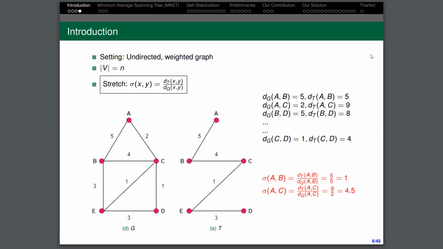Stretch is defined as the ratio of the distance between two nodes in the tree to their distance in the underlying graph. For the pair AC, the stretch is 9 by 2, which is equal to 4.5. It can be seen that the best stretch value we can get is 1. So look at the pair AB, for example. They are directly connected in the tree and their ratio is 1. This is indeed the minimum value one can get, since tree distances are always lower bounded by graph distances and the ratio cannot go below 1.